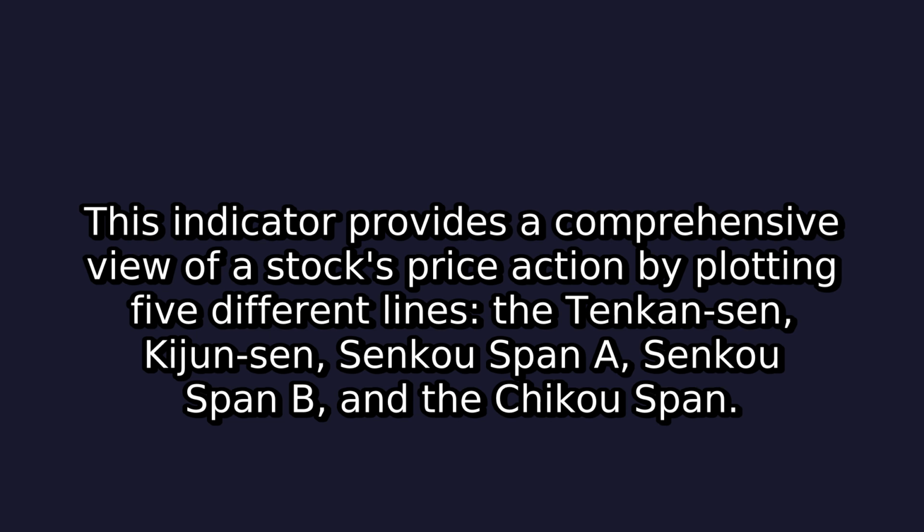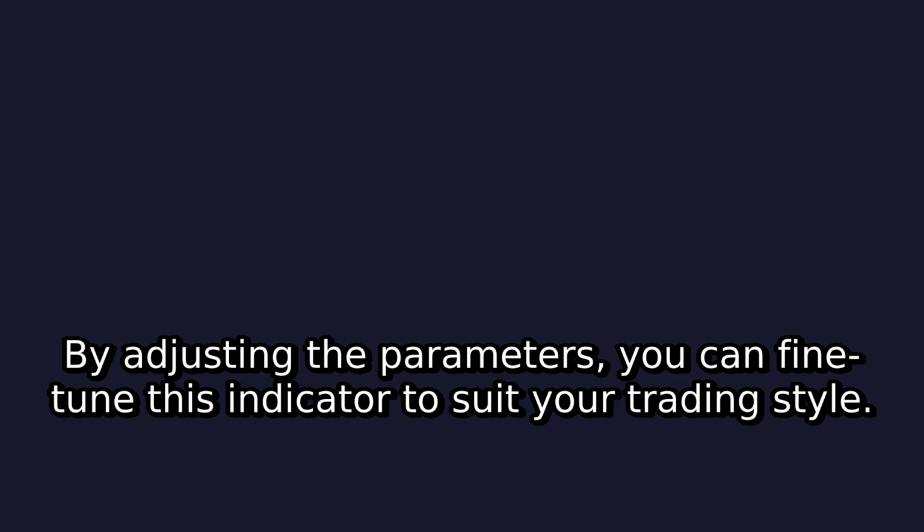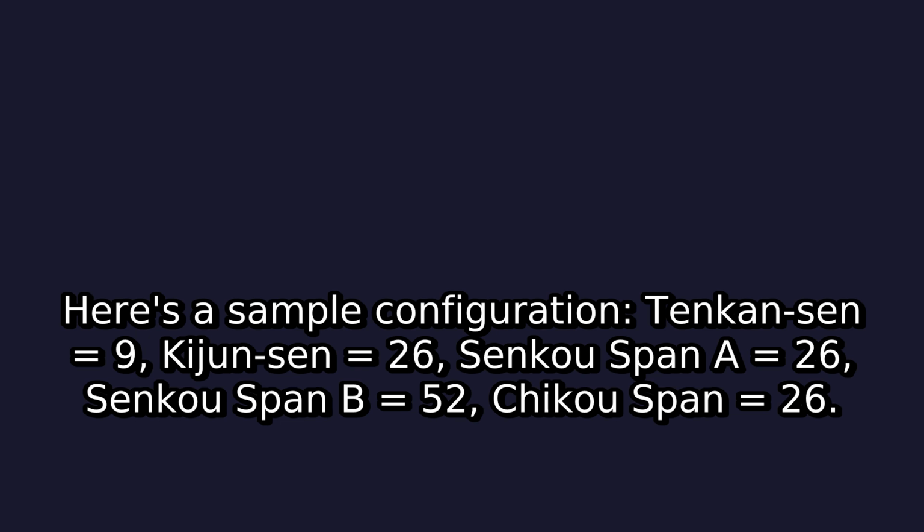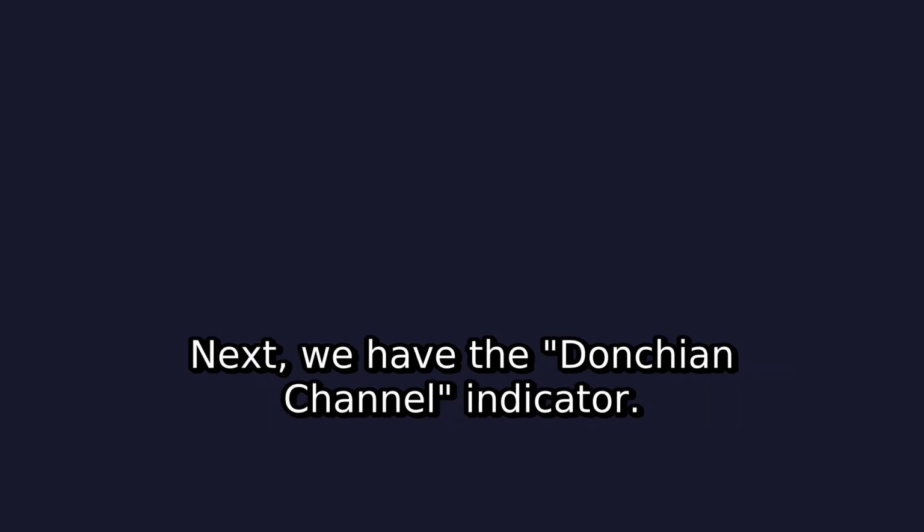First up, we have the popular Ichimoku Cloud indicator. This indicator provides a comprehensive view of a stock's price action by plotting 5 different lines: the Tenkan-sen, Kijun-sen, Senkou Span A, Senkou Span B, and the Chikou Span. By adjusting the parameters, you can fine-tune this indicator to suit your trading style. Here's a sample configuration. Tenkan-sen equals 9, Kijun-sen equals 26, Senkou Span A equals 26, Senkou Span B equals 52, Chikou Span equals 26.